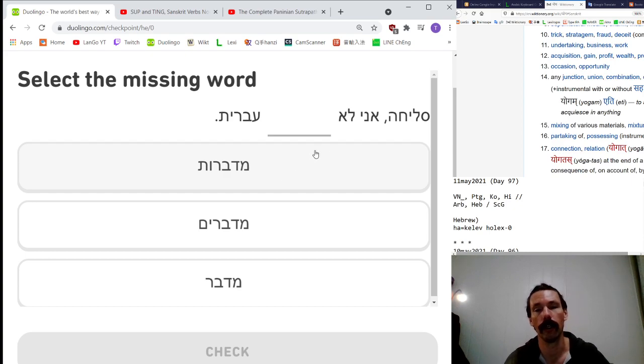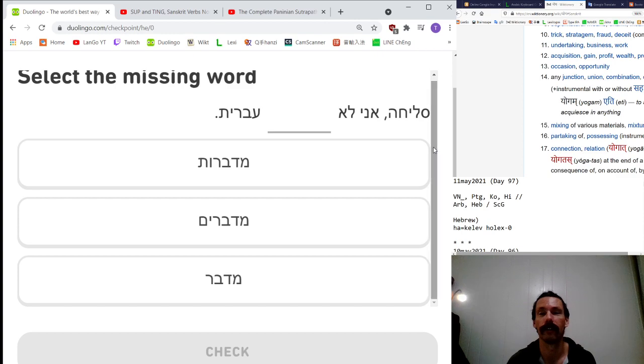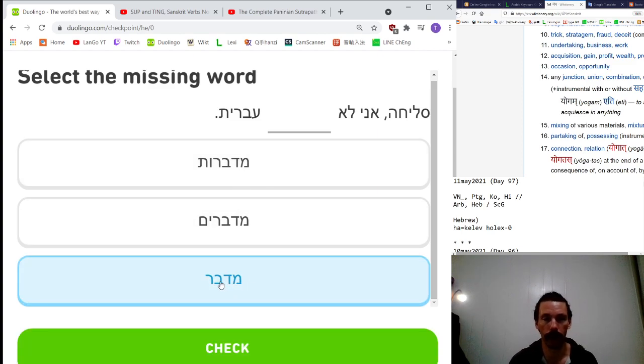Slicha is that one. Ani lo something Ivrit, I don't speak Hebrew. Sorry, slicha, sorry, thank you. Or lechem, yeah. Slicha, sorry. Feminine noun, apparently. And then ani lo. I don't remember the verb speak, but it's going to have no ending on it. Medaber.